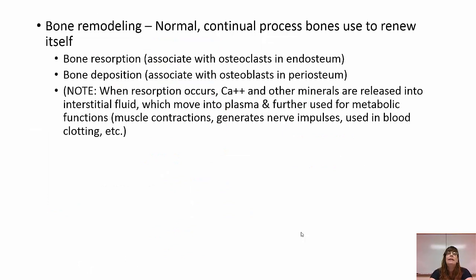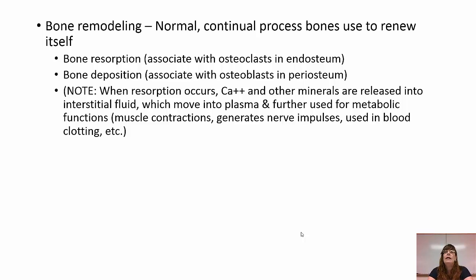So bone remodeling is what happens normally. It's a continual process where our bone renews itself. So what happens is osteoclasts are continuously breaking down our bone, and osteoblasts are continuously rebuilding it. So the bone resorption happens with the osteoclasts breaking down the bone. The bone deposition happens with the osteoblasts laying down new bone and creating new matrix.